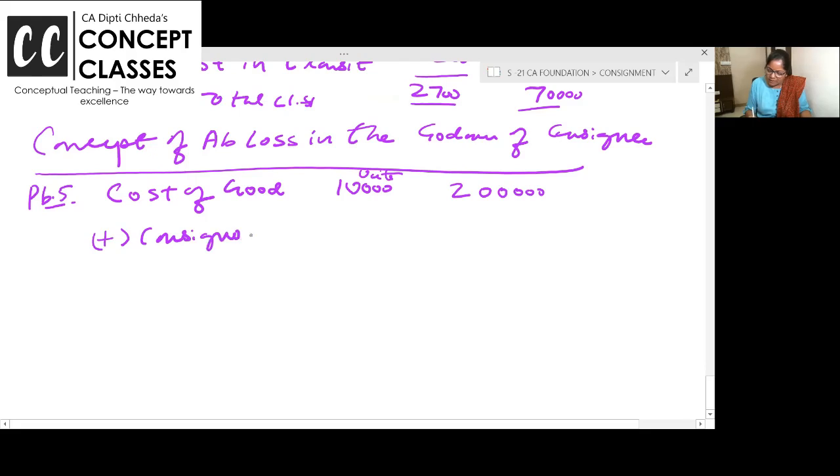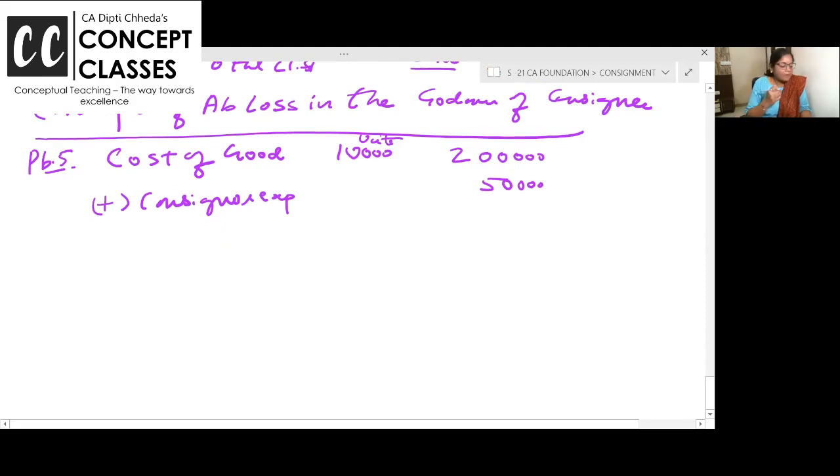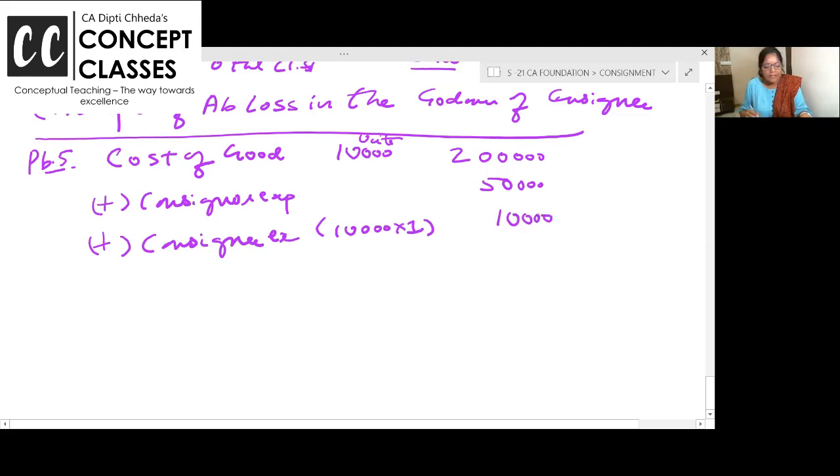Consignor's expense. Consignor has to incur 50,000 expense. Take it. No, the transit one we have already done. So consignor has incurred 50,000 expense. Agent took the delivery. Now in the agent's go down, consignee's expense 10,000 into 1 per unit, rupees 10,000.